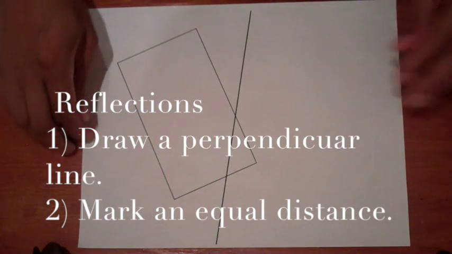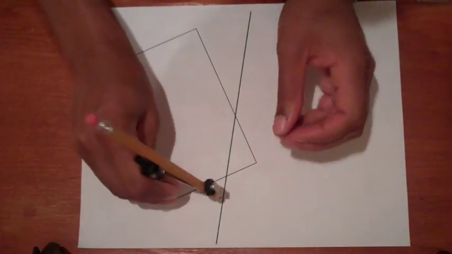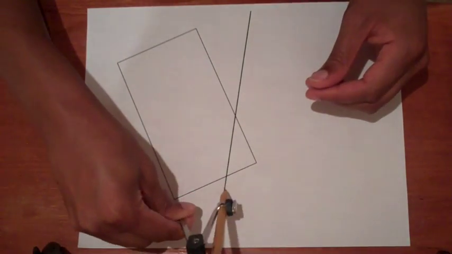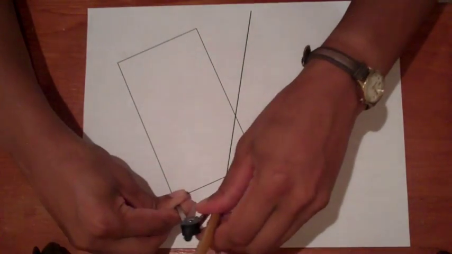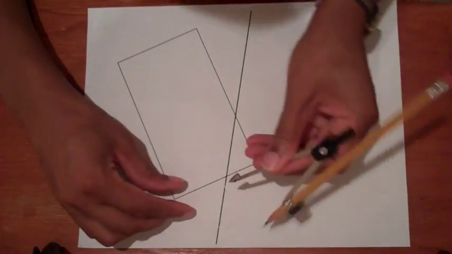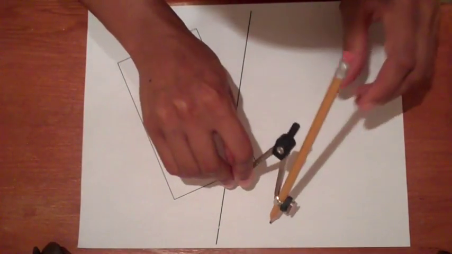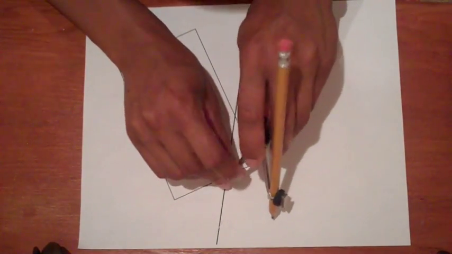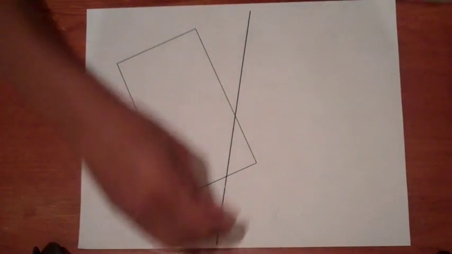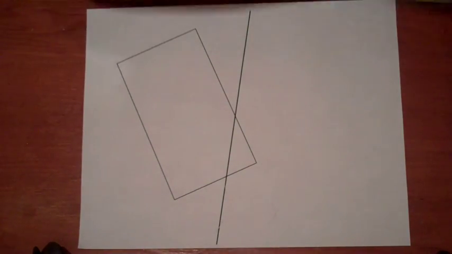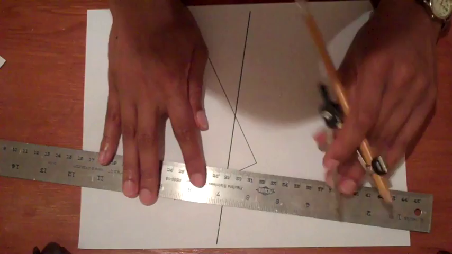So let's start with our perpendicular line. So, okay. An arc on either side. Okay, and we're going to put our pencil on the marks we just made and make an X. And when we connect that X back to the point, we have a perpendicular.